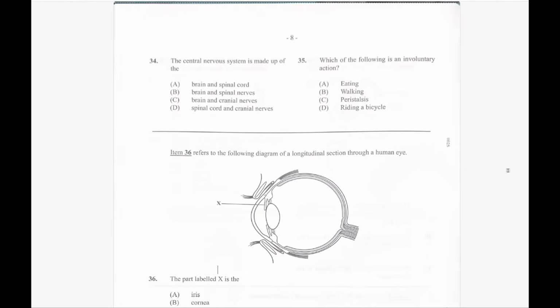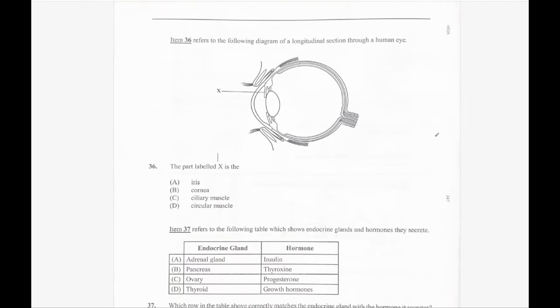Item 34. The central nervous system is made up of the brain and the spinal cord. 35. Which of the following is an involuntary action, meaning one that you don't have to think about? It will be peristalsis.